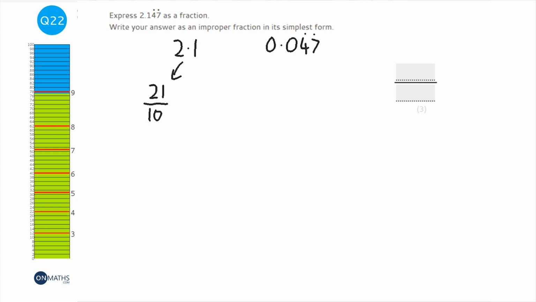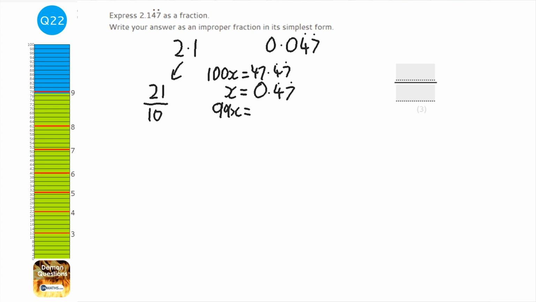Now, the way I do this recurring one, is I just think, okay, so what's 0.47 recurring as a fraction? So if I call that x, then to bring the numbers in front, I'm just going to delete that arrow, because I normally do this on top. I think, right, what's 100x? Well, that's 47.47 recurring. And let's take them away. So 99x is going to be 47 take away 0, which is just 47. And the two recurring bits will just cancel each other out. Divide both sides by 99. And so x is going to be 47 over 99. Now that's 0.47 recurring.